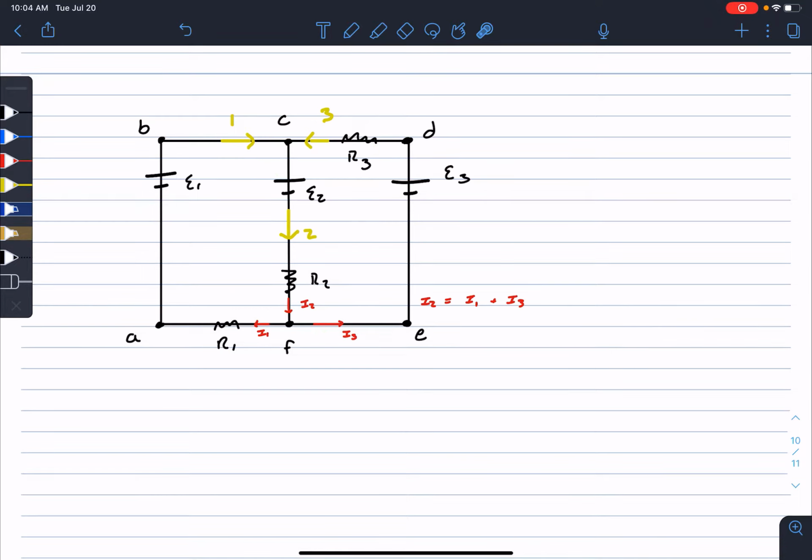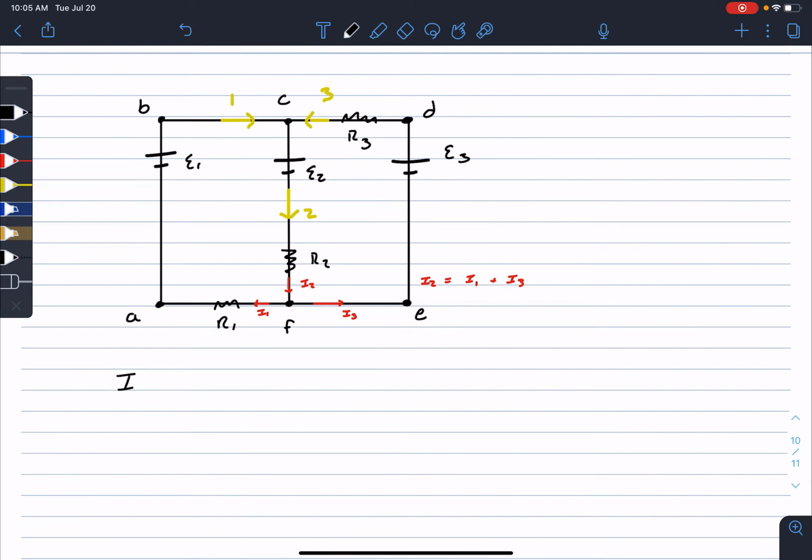We can also look at this as the current travels from I2. We'll call this current 2. I2 is going down this way into this junction. It's going to come outwards into what we'll call I3, and I1 going this way. So I2 is equal to I3 plus I1. That will be our first equation, using Kirchoff's first rule.